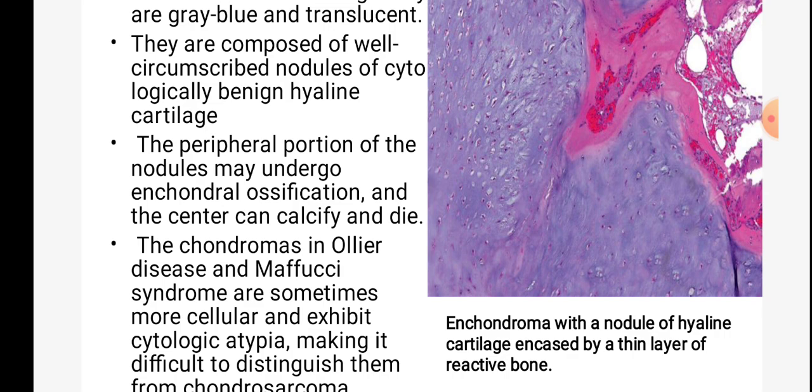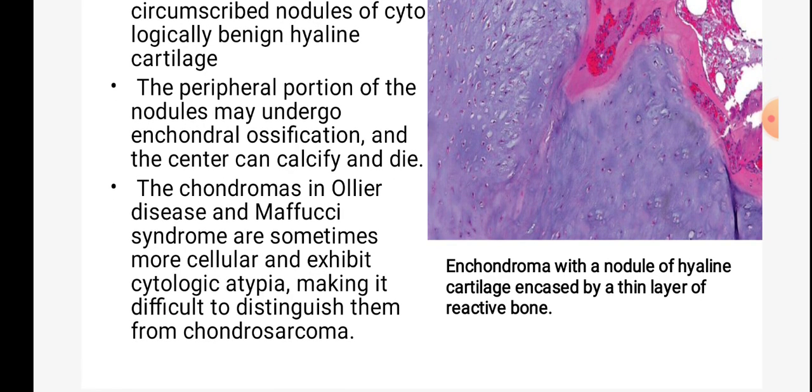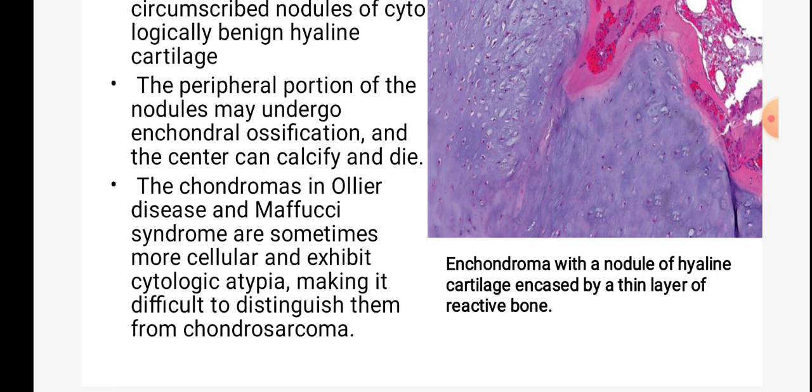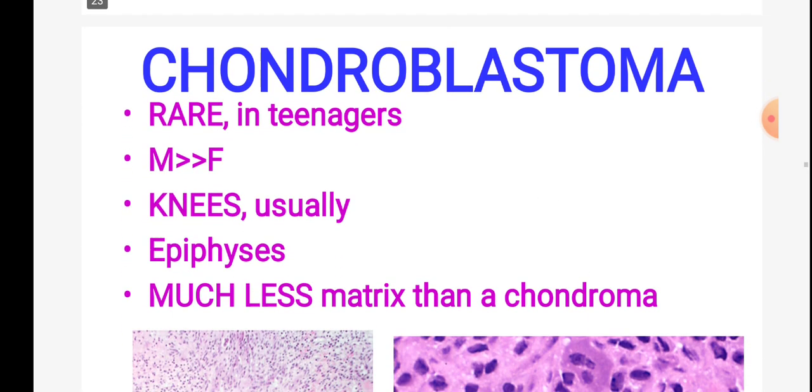So enchondromas are usually smaller, gray-blue translucent, composed of well-circumscribed nodules of cytologically benign hyaline cartilage. Of course they can undergo ossification, calcification. The classical association could be seen in, as I told, Ollier's and Maffucci syndromes. Sometimes it's difficult to differentiate from the chondrosarcomas.